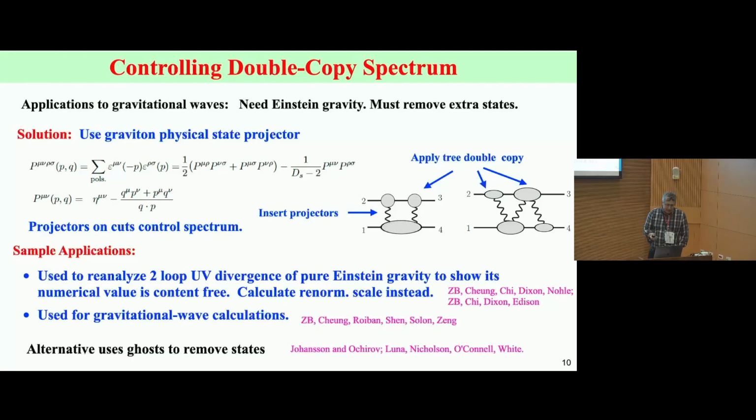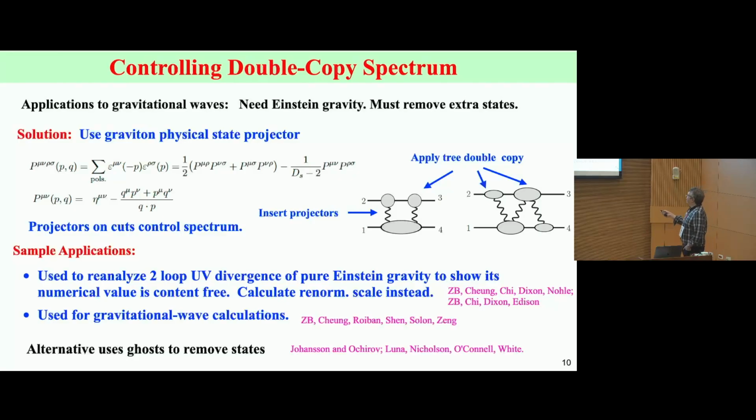And there is, in fact, a simple solution to this problem. What you do is you think about the unitarity method, how it works. And this is, in fact, how we apply it to gravitational waves. You need Einstein gravity. You have to remove the states. It's no problem at all, really. What you do is when you're doing your unitarity cuts to build the amplitudes, you just insert the physical state projector for the graviton, and you just get rid of the states you don't want. It's as simple as that.